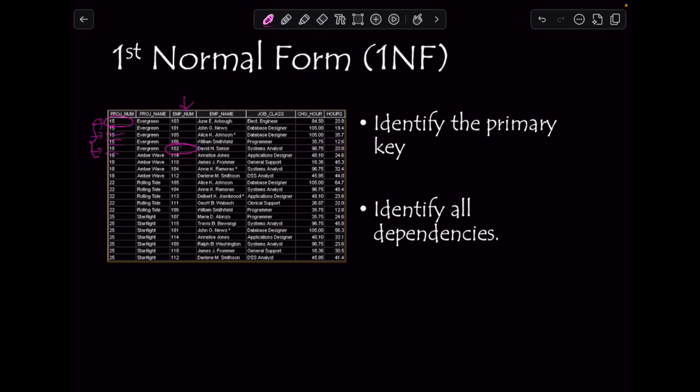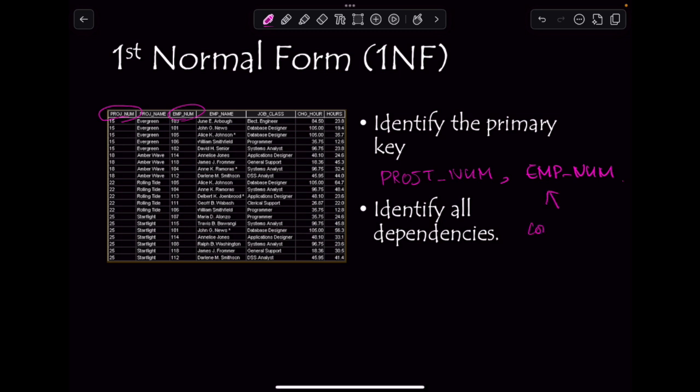And the primary key is not just one attribute, but a combination of two attributes, that is project number and employee number. So we are going to identify the primary key as project number plus employee number. Since we have more than one attribute or column, we call this, by the way, a composite primary key. After you found the primary key, now we need to identify all dependencies.